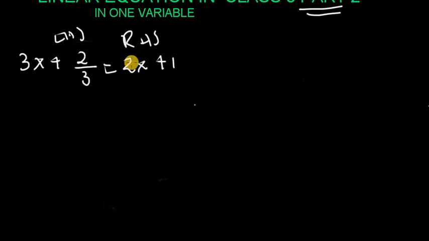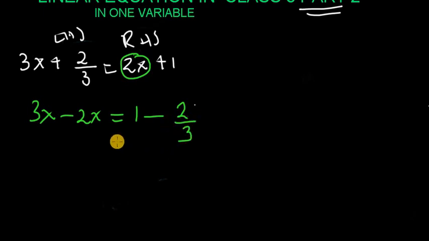So you can see that there is 2x over here. Okay, so we have to shift it to LHS because always x terms should be shifted to the left hand side. So 3x, okay, here that is plus 2x. So if that comes here, it will become minus 2x, and this 2 by 3 should be also shifted to the right hand side. So 1 here, that is plus 2 by 3, and if you shift to this side, it becomes minus 2 by 3. Okay, so now we have rearranged the equation.